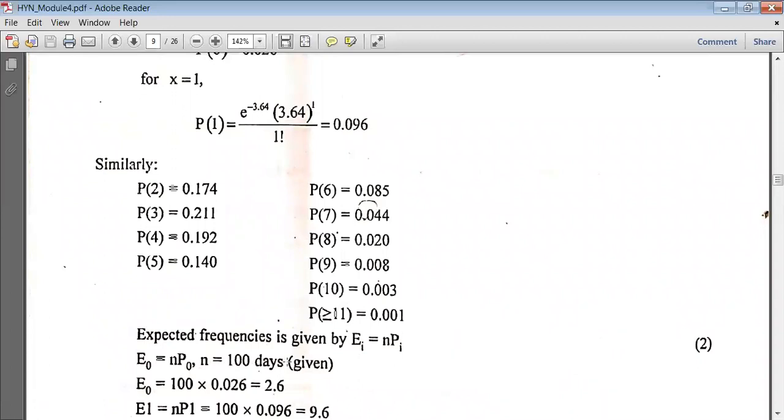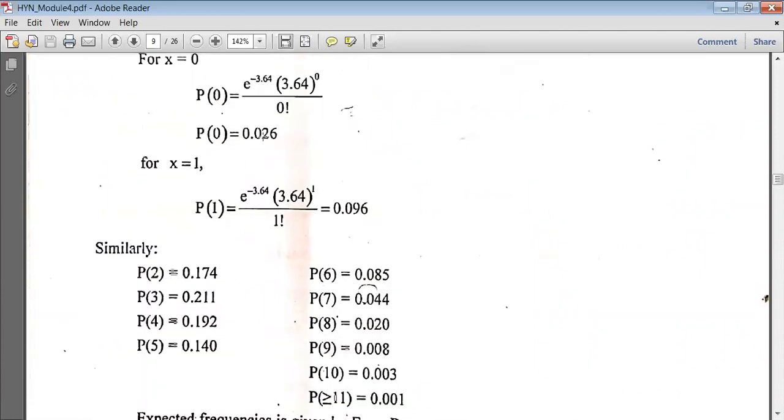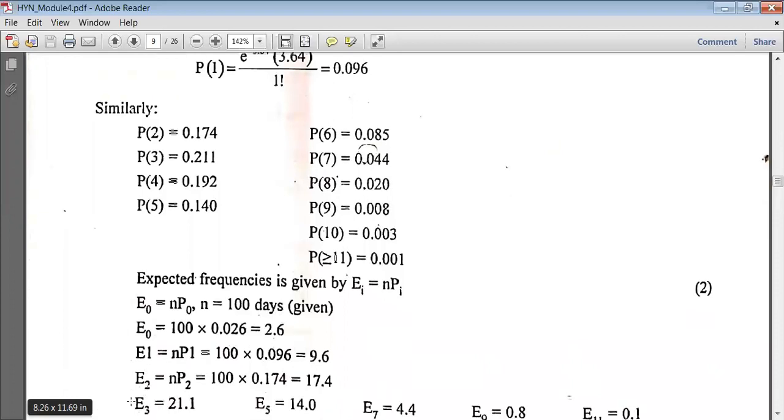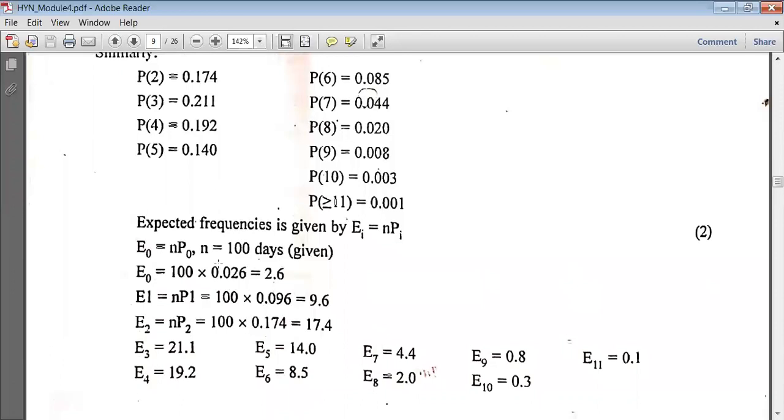The N value is nothing but the number of days for which the data was collected. They have given that the sample was collected for 100 days. Therefore E naught is equal to 100 into P naught value. What was the P naught value? 0.026. 0.026 into 100, I will get 2.6. The same way, E1 will be equal to N into P1, E2 is N into P2. So calculate all the values from E0 to E10.